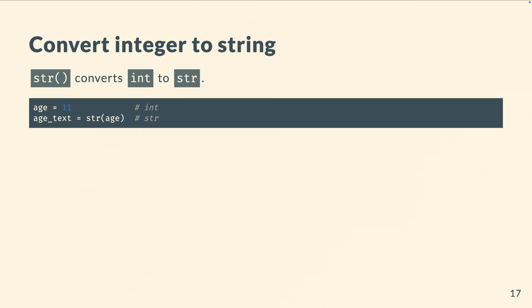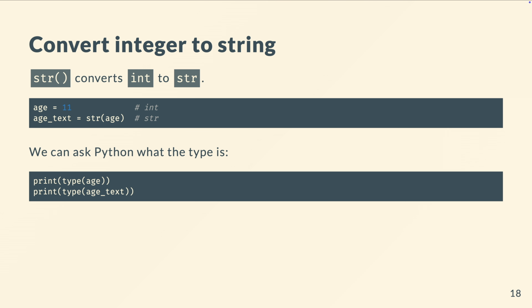Sometimes we have an integer number and we want it as a string. We convert a number to text using the function str. In this example, age is an integer, 11. We want to convert age to a string. str parentheses age outputs a string. Name the string as age text.